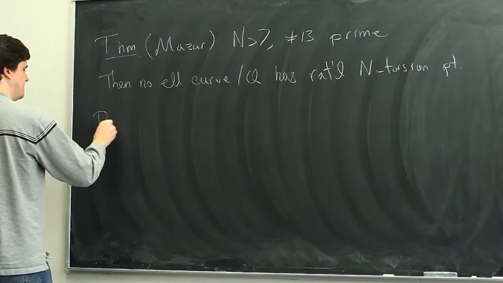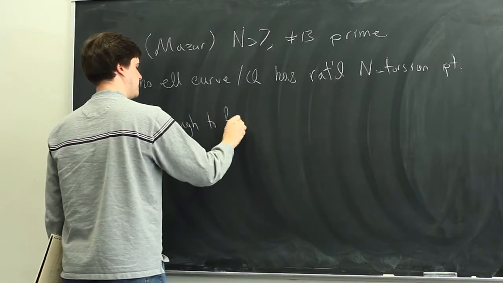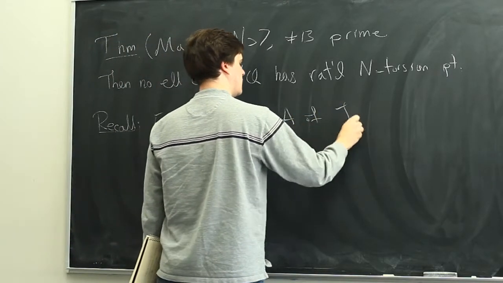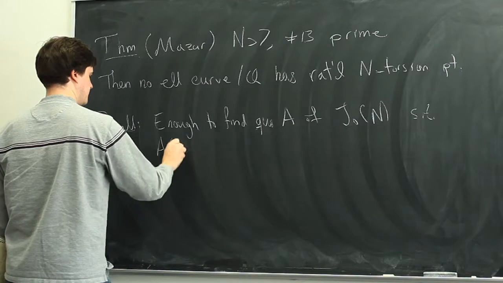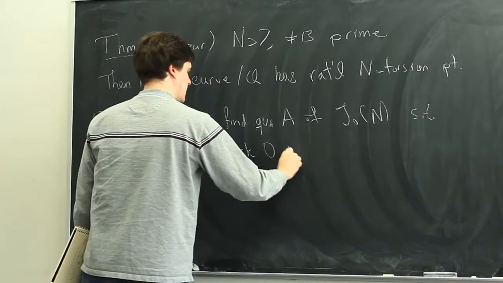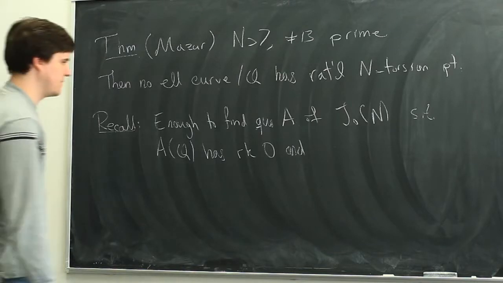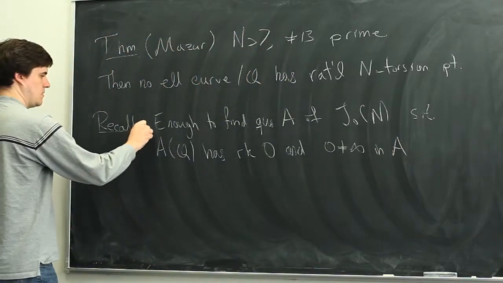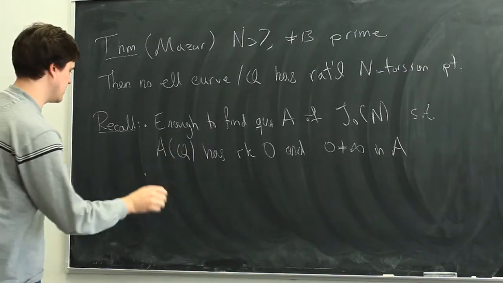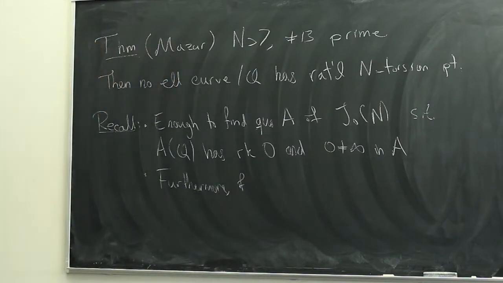And so recall that it's enough to find a quotient A of the Jacobian. It satisfies two conditions, such that A of Q is rank 0, and the two cusps are not equal in A. And furthermore, this rank 0 condition is implied by another condition. So if the P torsion of A, if its Jordan-Hölder constituents are just trivial and cyclotomic, then you automatically have rank 0.